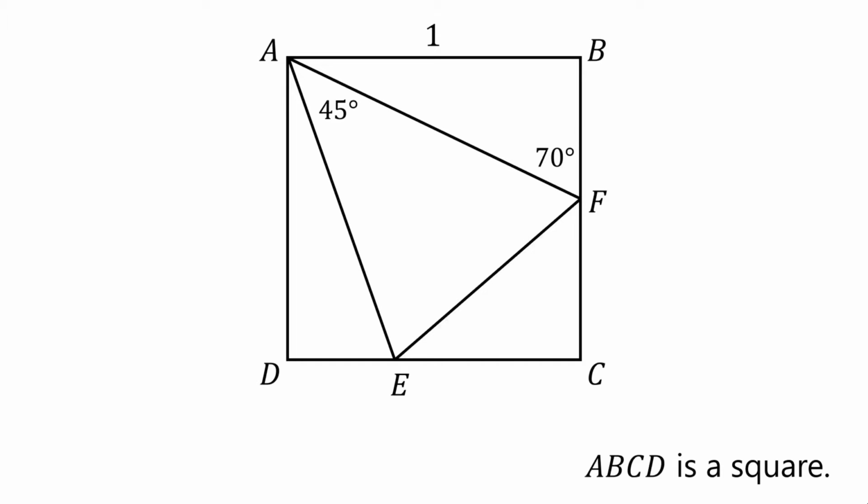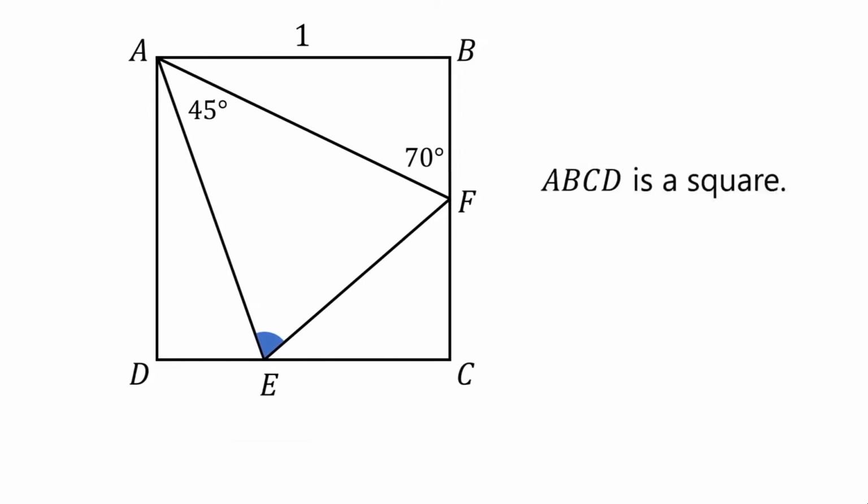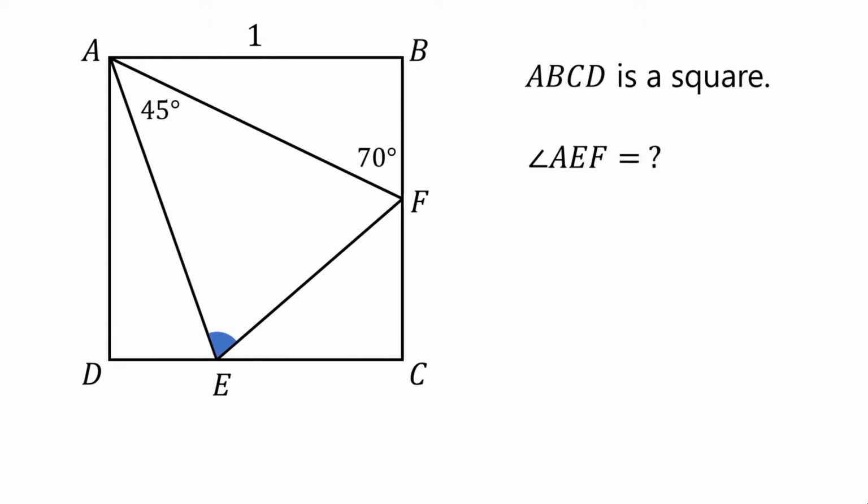The first part of the question is to solve for the measure of angle AEF. The second part of the question is to solve for the perimeter of triangle ECF. That is, solve for EC plus CF plus FE.